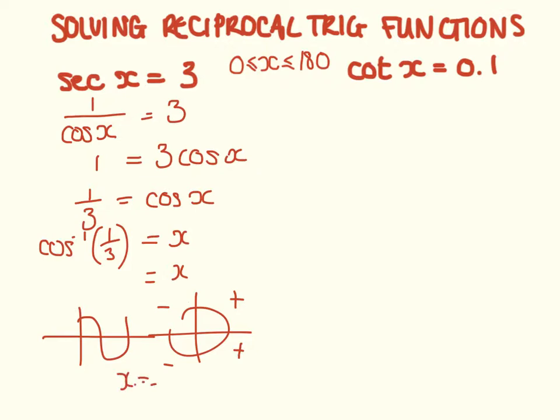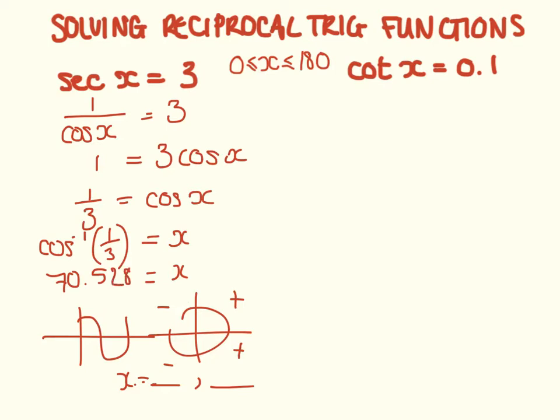So it should be 2, I think. Again, I've got this rubbish calculator, so I can't do that. Oh no, I could. My calculator's in degrees. How useful. Okay, so cos to the minus 1 of 1 divided by 3, that's equal to 70.528.